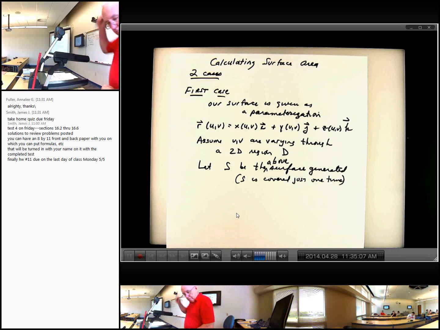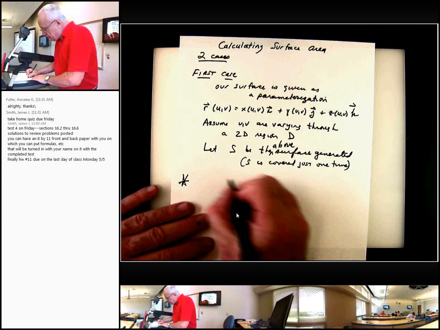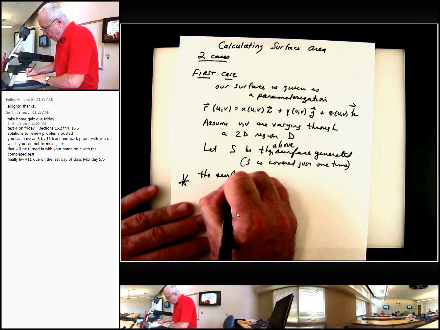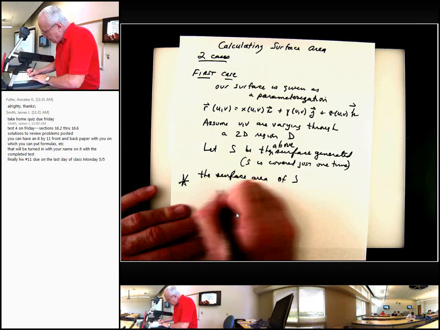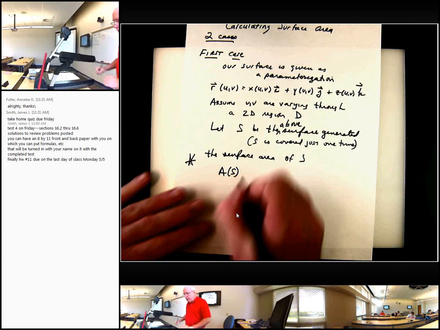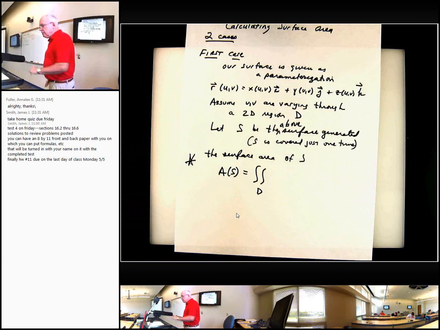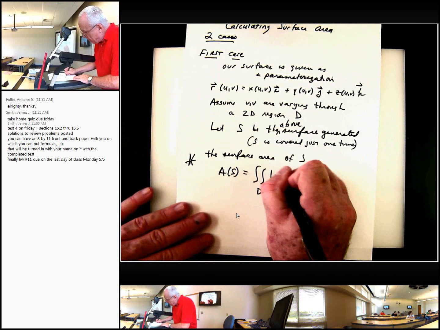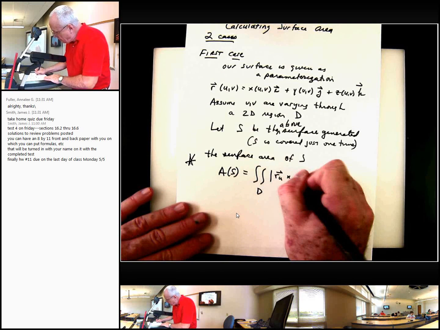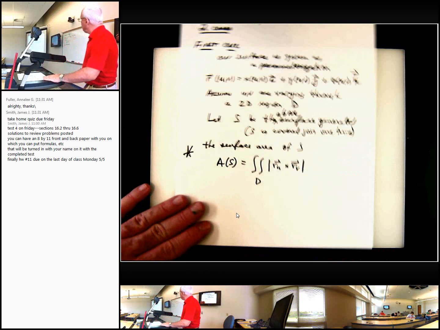All right. Then here's the formula here. Put an asterisk by this. The surface area of S, we're going to denote it as capital A of S for area, is given by this formula. The double integral over our domain D of the magnitude of the cross product of those two tangent vectors.